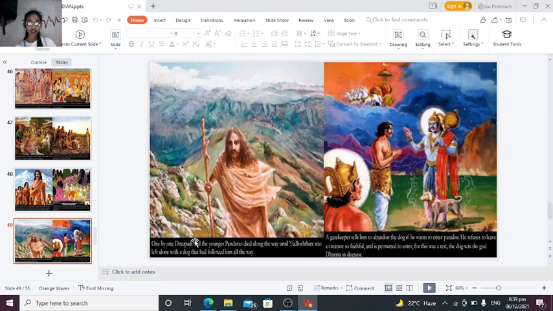One by one, Draupadi and the younger Pandavas died along the way until Yudhishthira was left alone with a dog that had followed him all the way. As they reach, a gatekeeper tells him to abandon the dog if he wants to enter the paradise. He refuses to leave a creature so faithful, and is permitted to enter. For this was a test. The dog was the god Dharma in disguise.